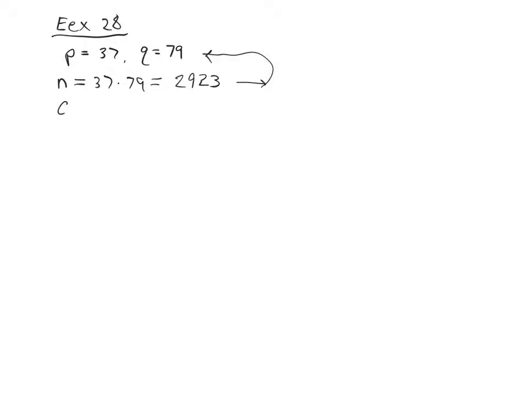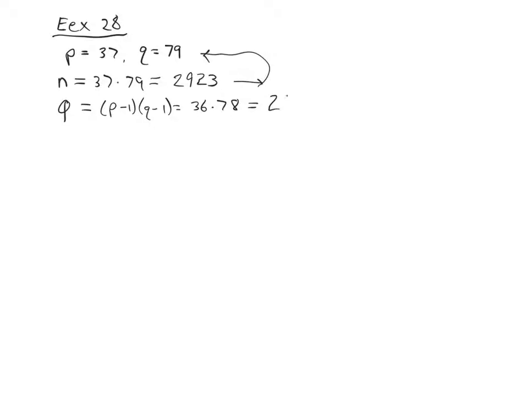And the next step is to compute phi, which is P minus 1 times Q minus 1. So that's going to be 36 times 78, which is equal to 2808. Okay, and we absolutely don't publish that. So we publish to the world n equals and e equals, but that's it.